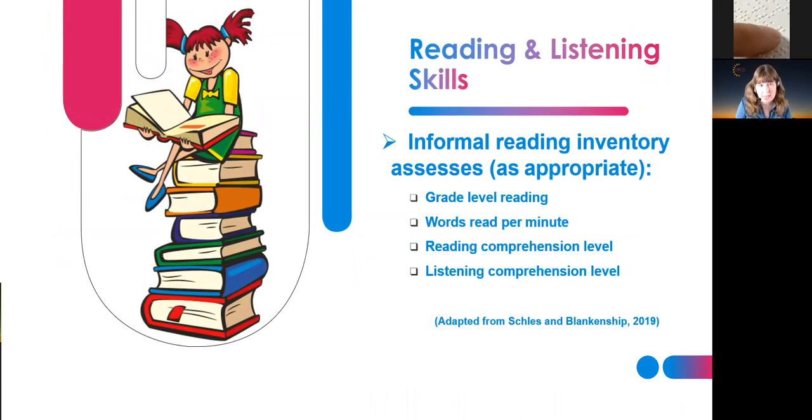Reading and listening skills come next. Informal reading inventory assesses grade level reading, words read per minute, reading comprehension levels, and listening comprehension levels.